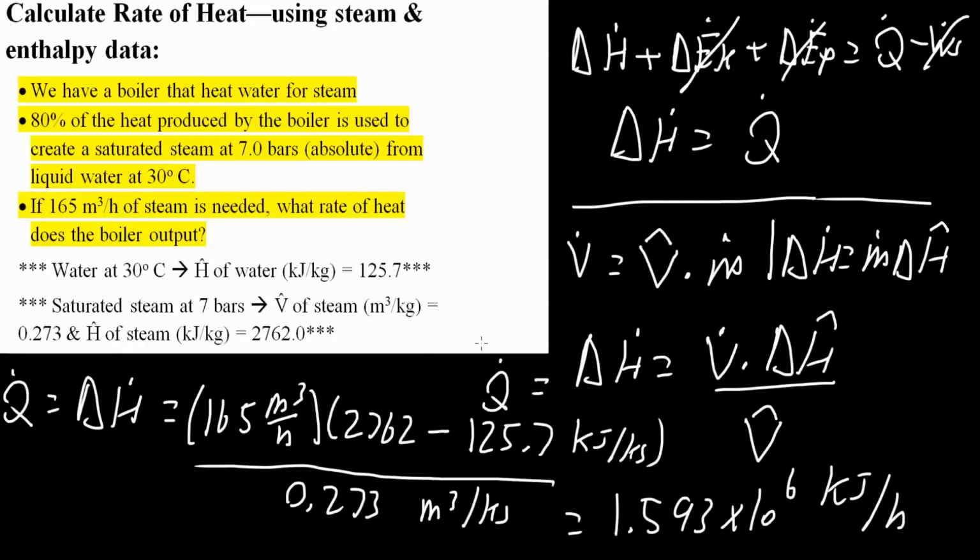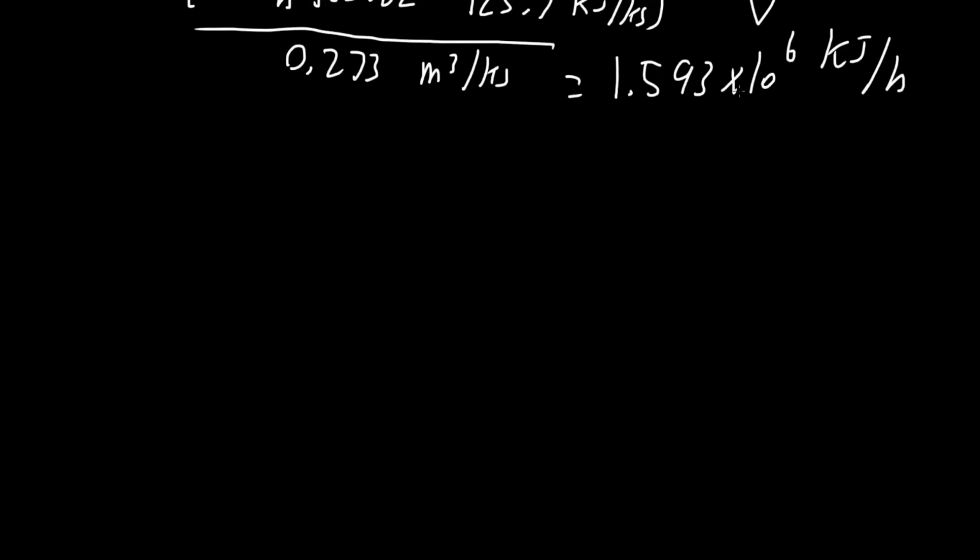Now we're not done yet because here it says 80% of the heat produced by the boiler is used to make steam. That means we're wasting heat essentially because 80% of what we have goes to make steam. The other 20% is a loss. So we want to know what rate of heat does the boiler output. But first we want to convert this into kilojoules per second.